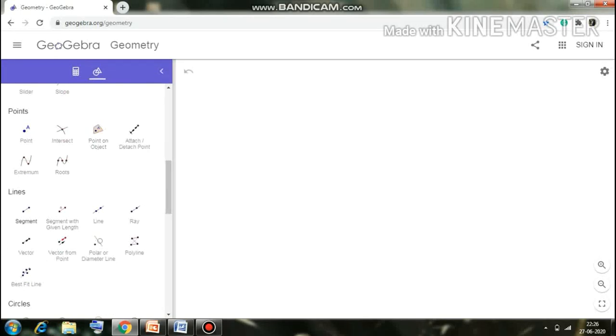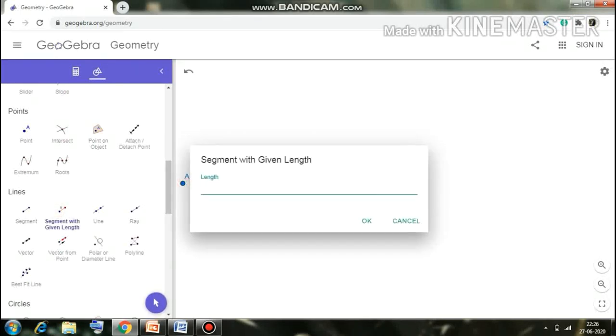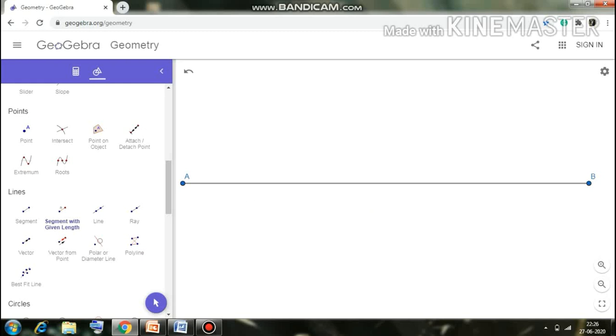First of all, we have to make a line segment whose measurement should be equal to 18 centimeters. And if you are curious, you might think, why 18 centimeters? It is because in the question it is said that the perimeter of the triangle is equal to 18 centimeters. So that's why our line segment AB should be equal to 18 centimeters.